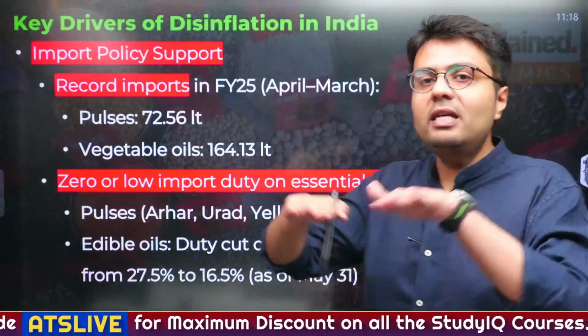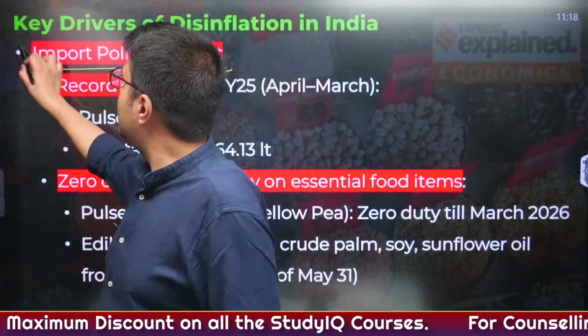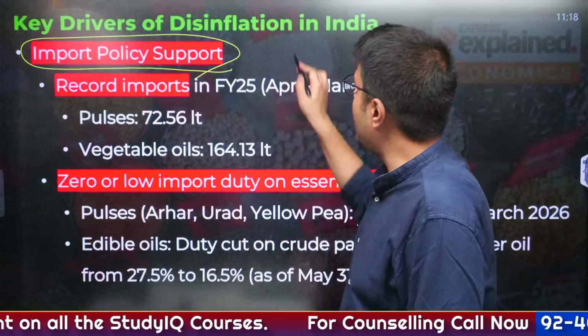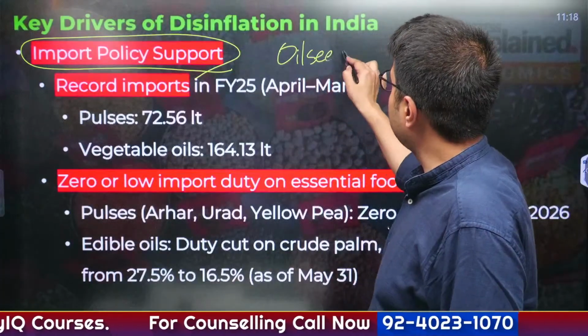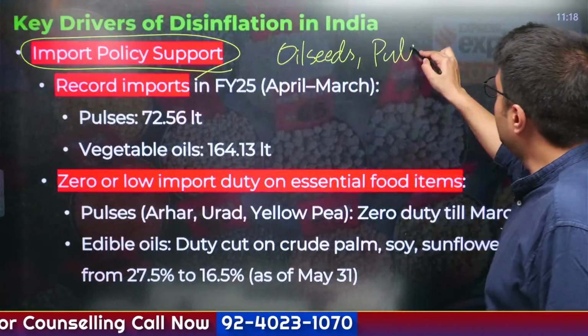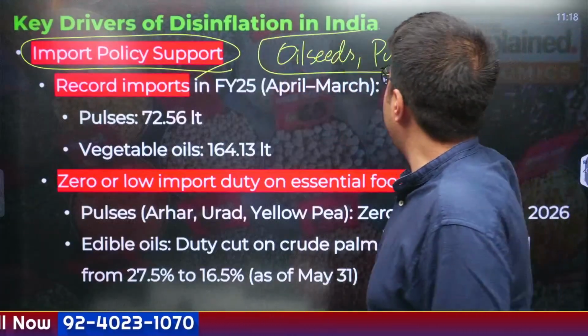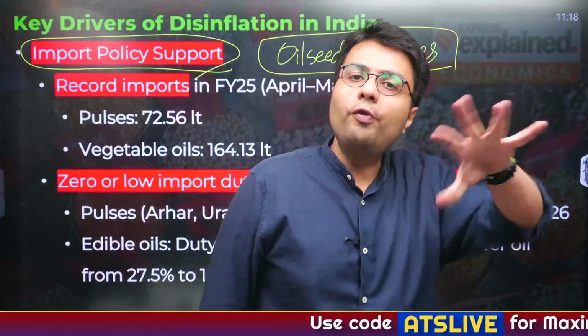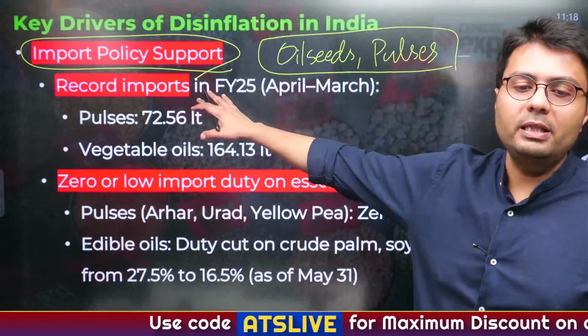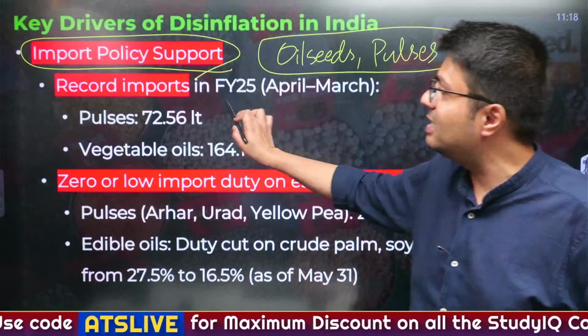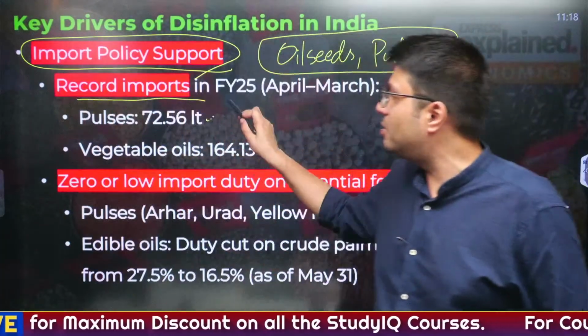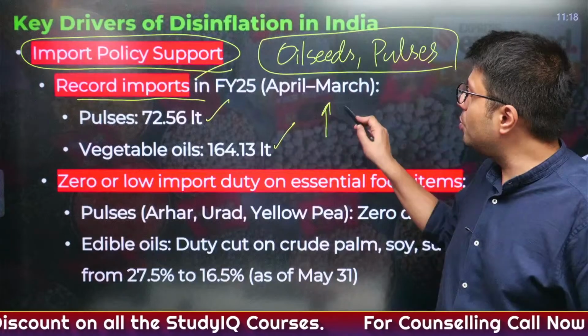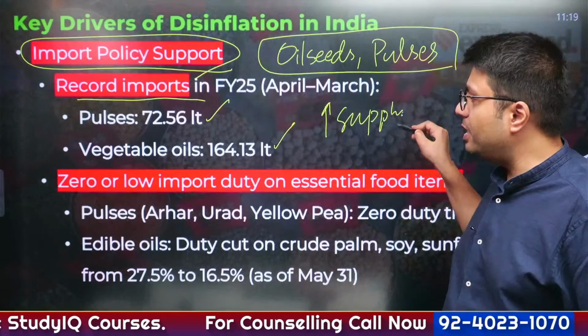Another factor that has played an important role is ensuring steady supply by importing essential food commodities. Now you understand, items like oil seeds and pulses are not grown in India as per its own demand. We grow oil seeds and pulses, but not as per the domestic demand. So to fulfill the demand, we have to import these items. Now what the government has done is conducted record imports of pulses and vegetable oil, which have also ensured a steady supply of these commodities.